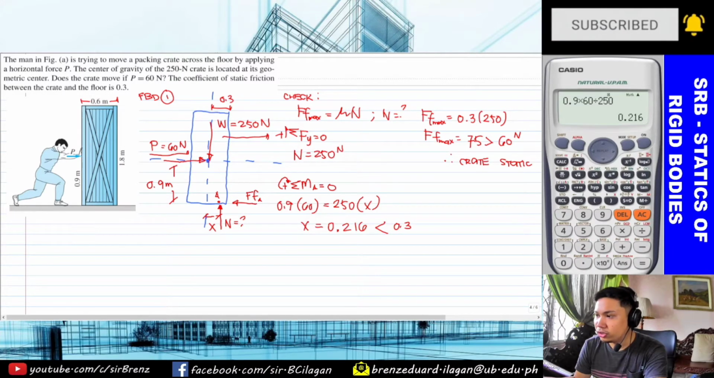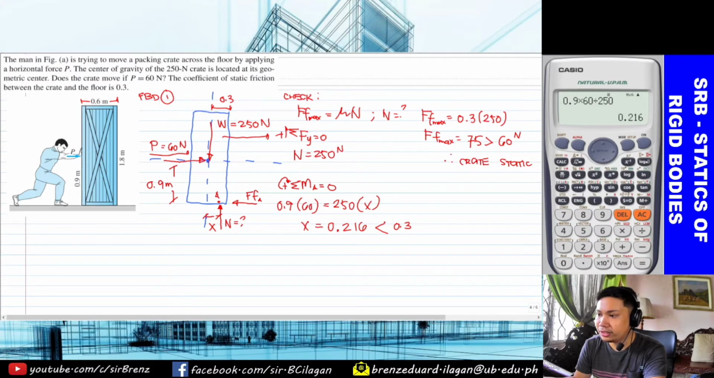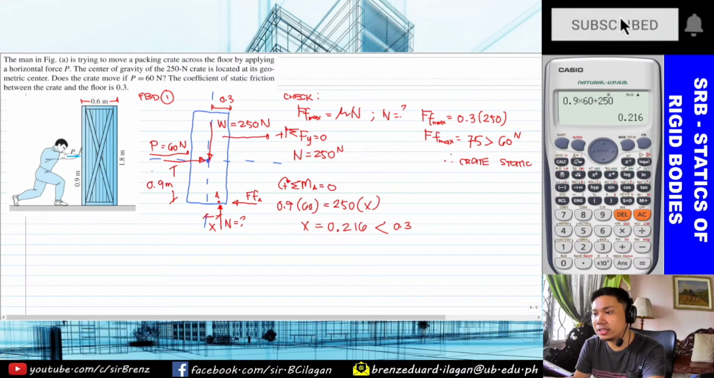So we can therefore conclude that the crate will not slide and the crate will not move if the applied force P is equal to 60 Newton. Again, what we did here, guys, is we first checked the maximum, diba? So that we can know whether it will move or not.